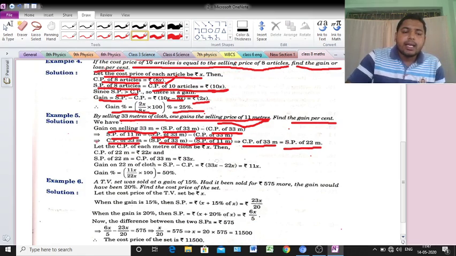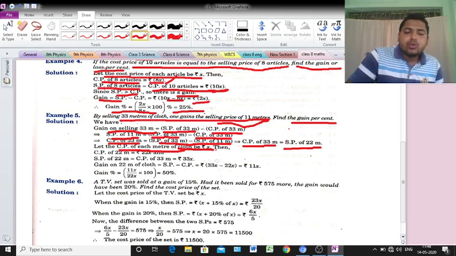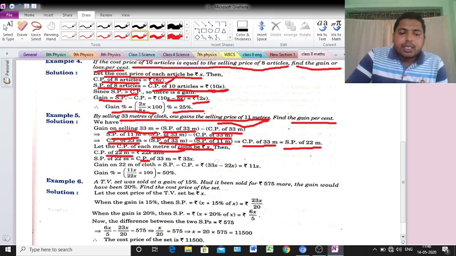Okay. Next, see. Let the CP of each meter of cloth equal to X. Because it is not mentioned, that's why let the CP of every meter of cloth equal to rupees X. So CP of 22 meter equal to what? Rupees 22X. CP of 1 meter equal to rupees X, so CP of 22 meter equal to rupees 22X. Clear? Okay. And CP of 33 meter equal to rupees 33X.